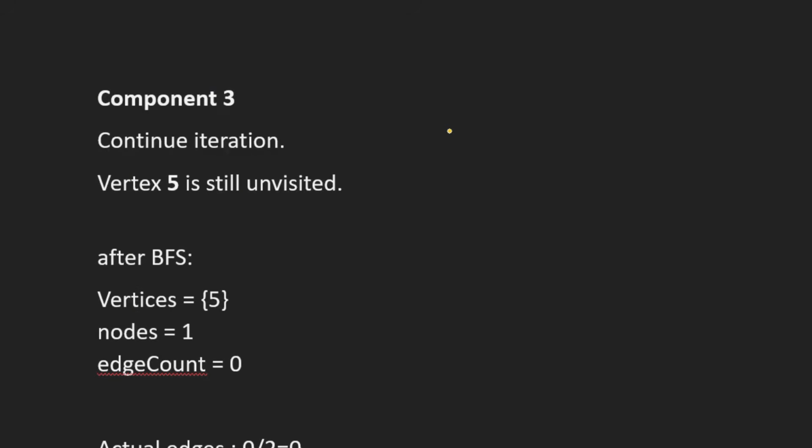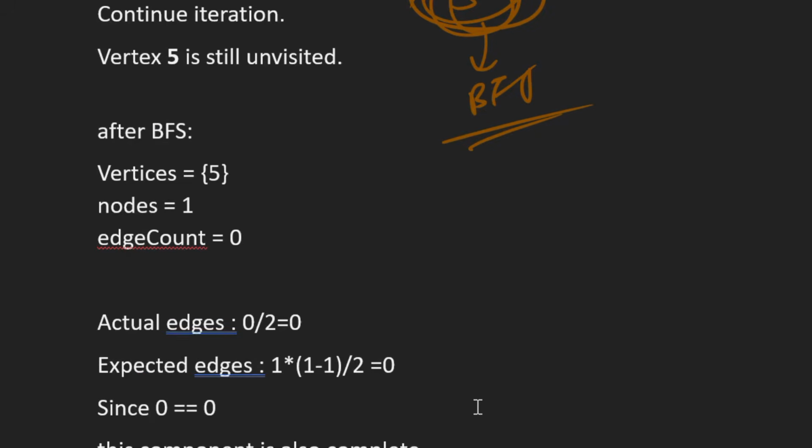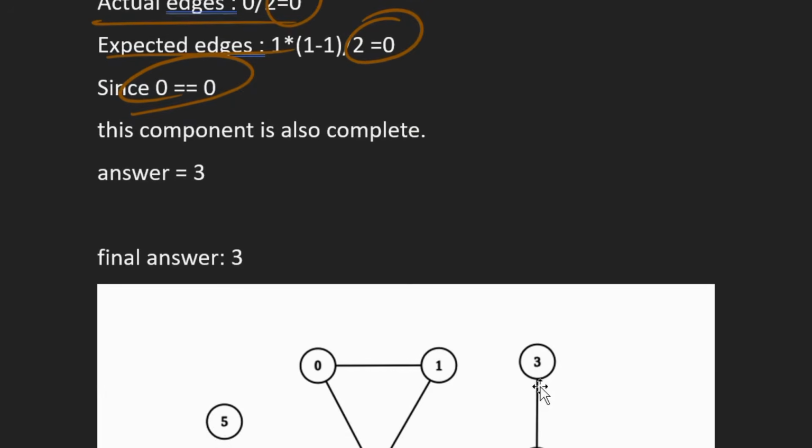And then the next unvisited node is 5. So node 5 is unvisited. So again we start BFS from this node, right? But this is only one node, it is not connected with any other node. So after BFS we get nodes equal to 1 and edge count is 0. So the total number of actual edges is 0 and the expected edges is also 0. Now again both are equal. That means this component is also complete.